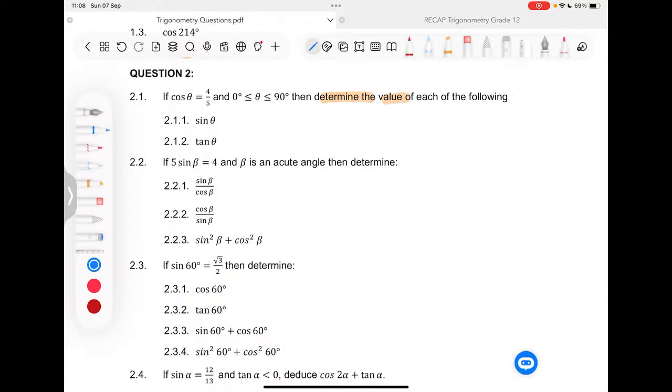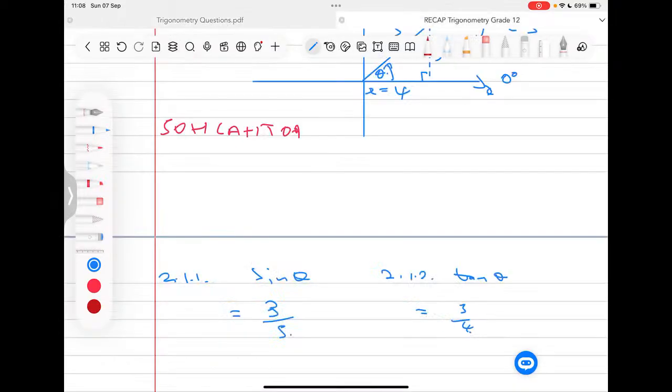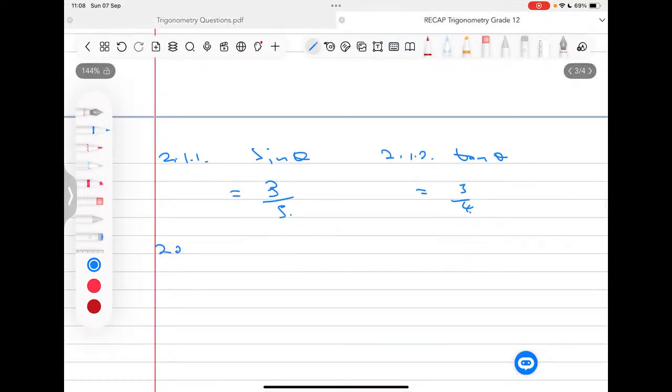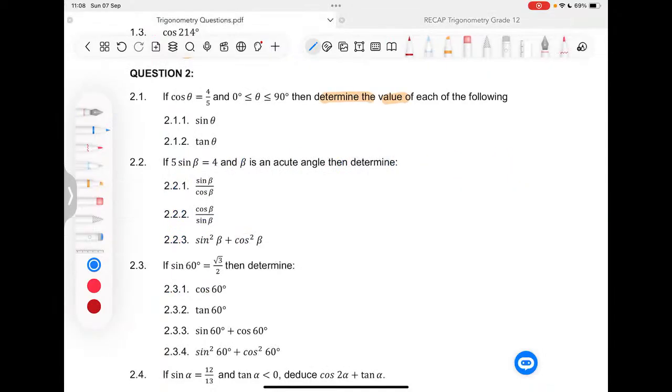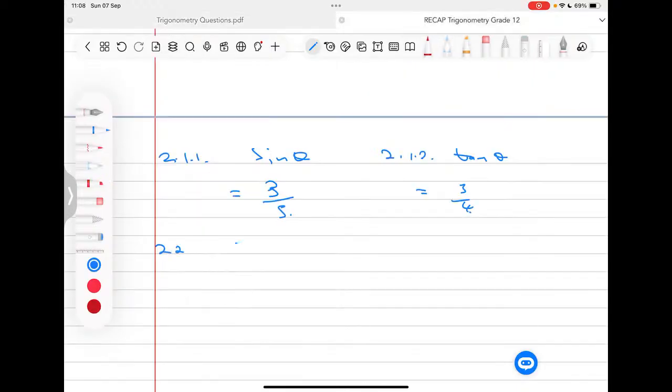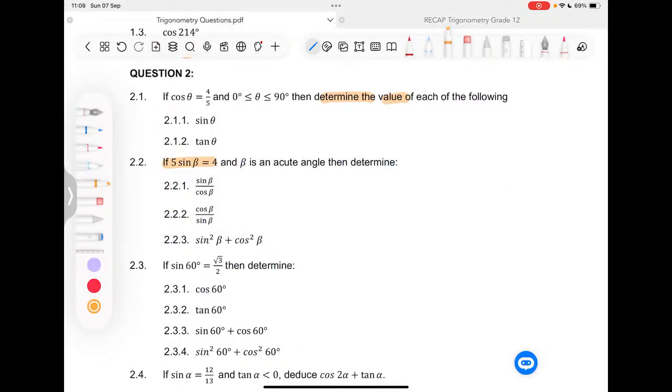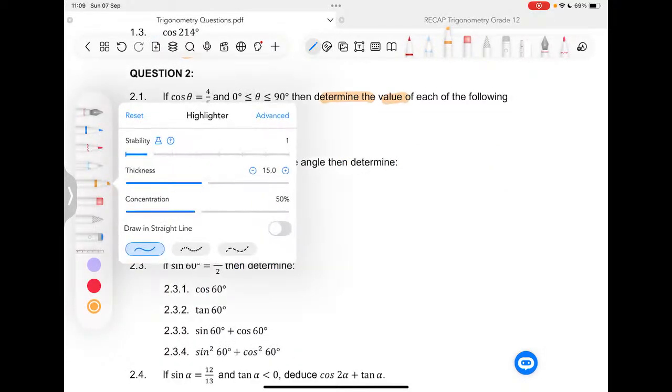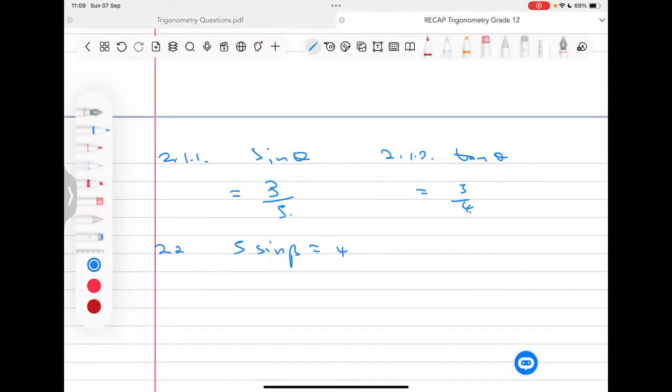Now let us try another question, 2.2. So we go to question 2.2, and in 2.2 we are given that 5 sine beta is equal to 4. And we are told here that beta is an acute angle, right? To say that beta is an acute angle means that beta lies between 0 and 90 degrees, right? So it is in the first quadrant.